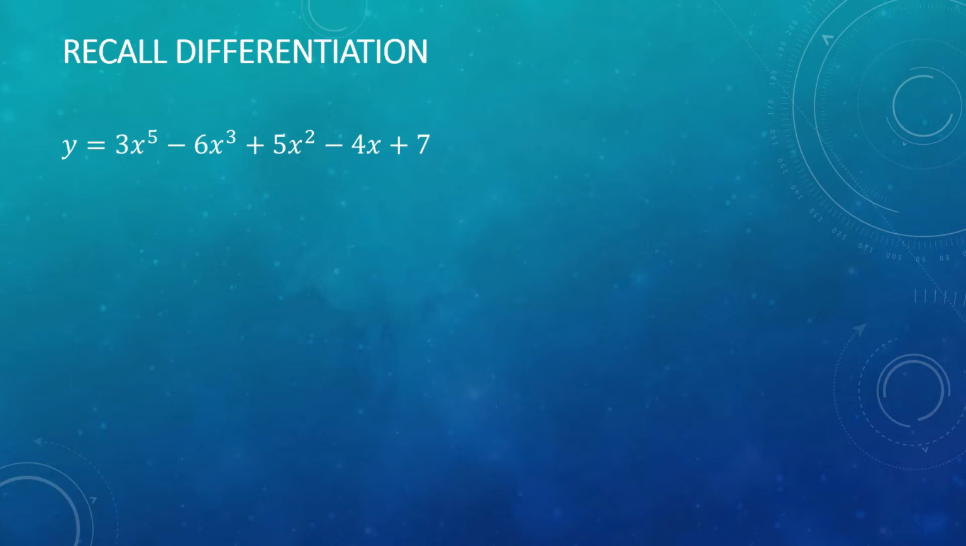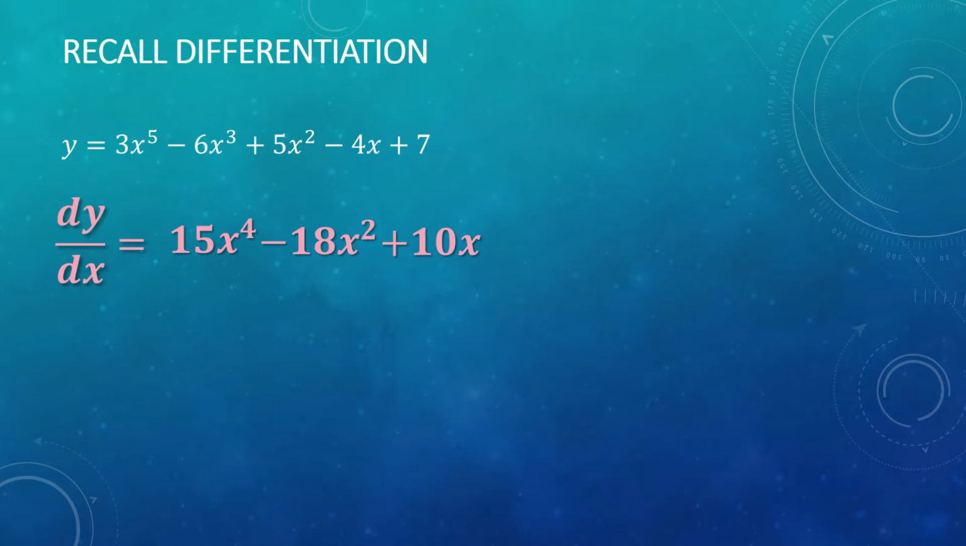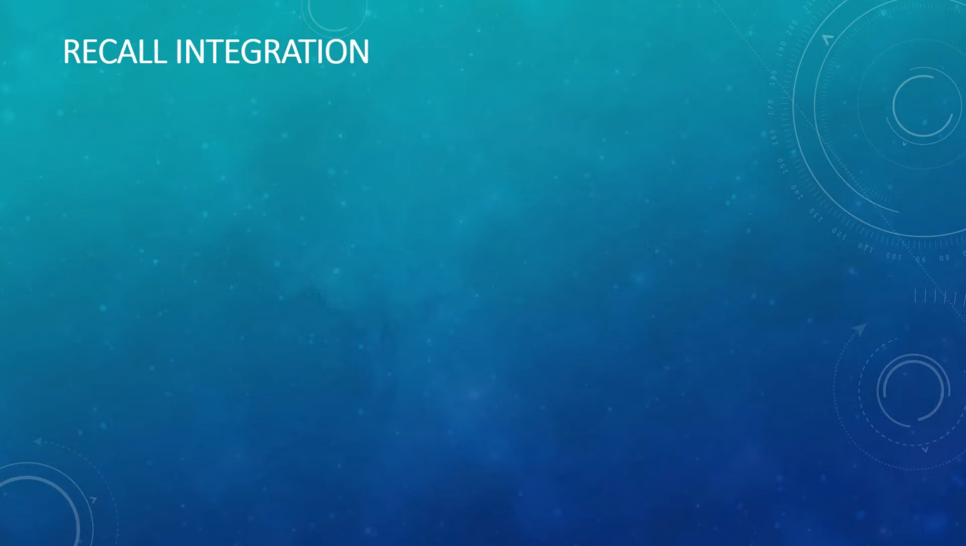We have y equal to 3x to the power of 5 minus 6x to the power of 3 plus 5x squared minus 4x plus 7. When we do the differentiation, we are going to bring down the power and reduce it by 1. Therefore, it will become 15x to the power of 4 minus 18x squared plus 10x minus 4, and for the 7, it will be none.